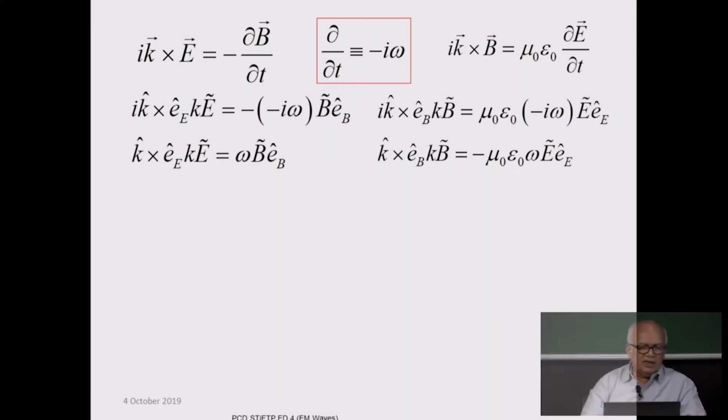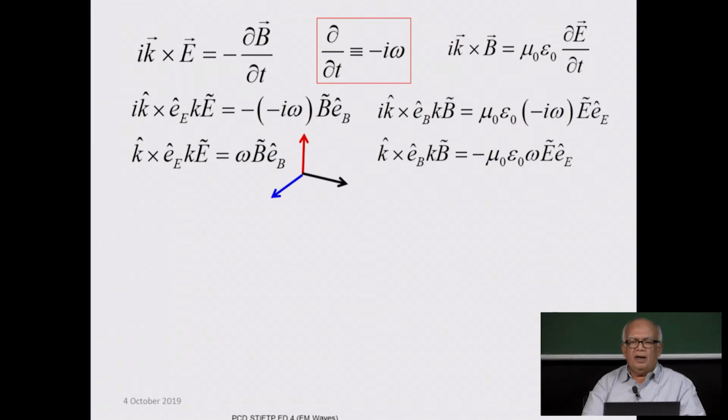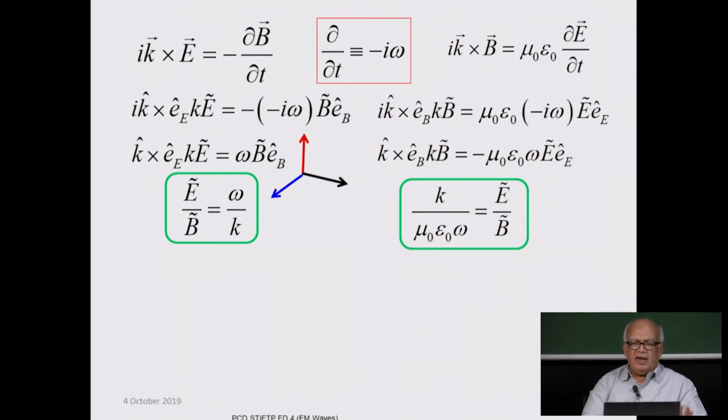So, let us get some more physics out of this. This time we will use the equivalence of the del by del t operator with minus i omega, and we use it on these two equations, K cross E and K cross B. And what you get from these two symmetric relations, from the left you get the ratio E tilde by B tilde, and from the right you get the same ratio E tilde by B tilde, but the other sides of the equation are different. You have omega over K on the left and K over mu 0 epsilon 0 omega on the right. So, these two must be equal.